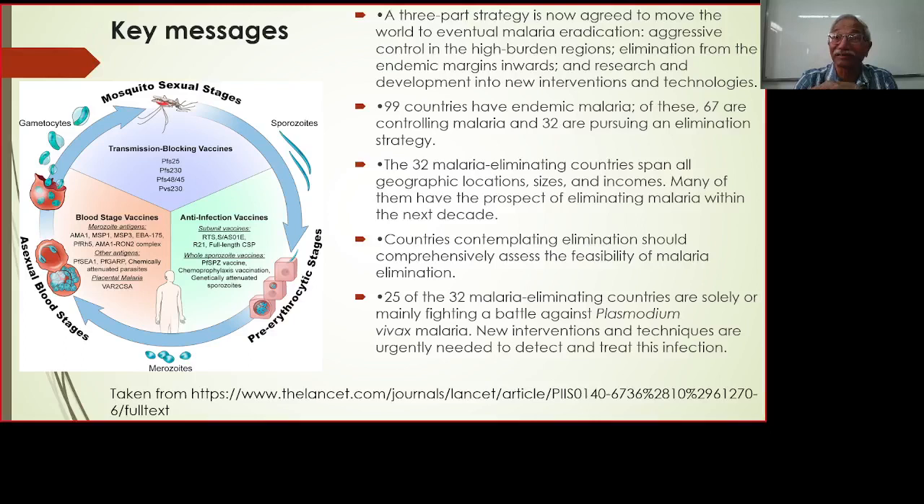Now, it is observed that malaria is directly dependent on the economic status of the country. If the country is economically not sound, then the malaria is higher. If the country is economically sound and puts a lot of money into preventing malaria, they are successful in eliminating or pursuing to eliminate the malaria. And then countries contemplating elimination should comprehensively assess the feasibility of malaria elimination. So there are a lot of people who are working in this area.